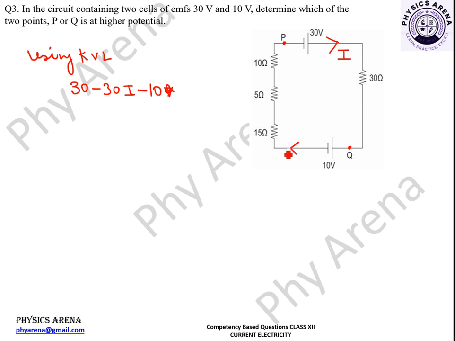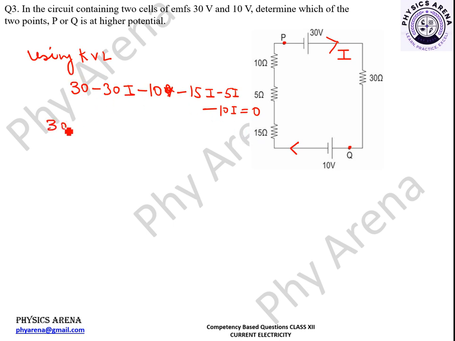And then this current will move through 15, 5 and 10 ohm respectively. So since we are also moving in the direction of the current, we have to take the voltage drop across each of the resistors as negative. Minus 15I, minus 5I, minus 10I, and this has to be equal to 0.